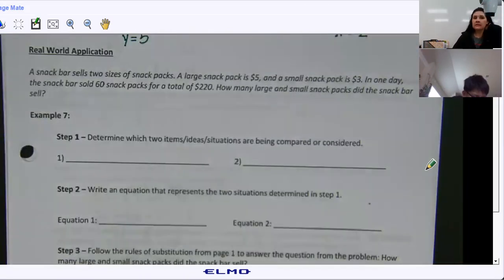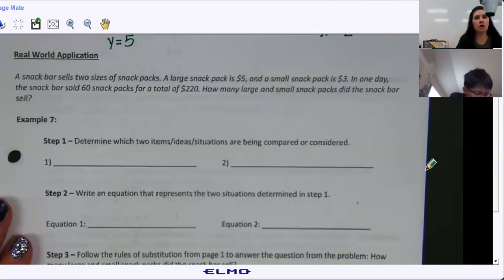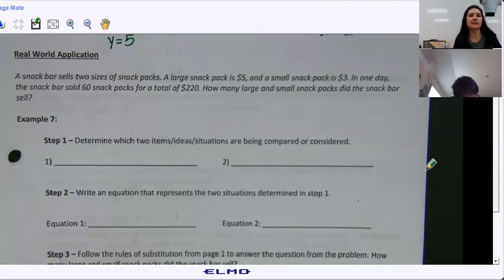A snack bar sells 2 sizes of snack packs. A large snack pack is $5 and a small snack pack is $3. In one day, the snack bar sold 60 snack packs for a total of $220. How many large and small snack packs did the snack bar sell?